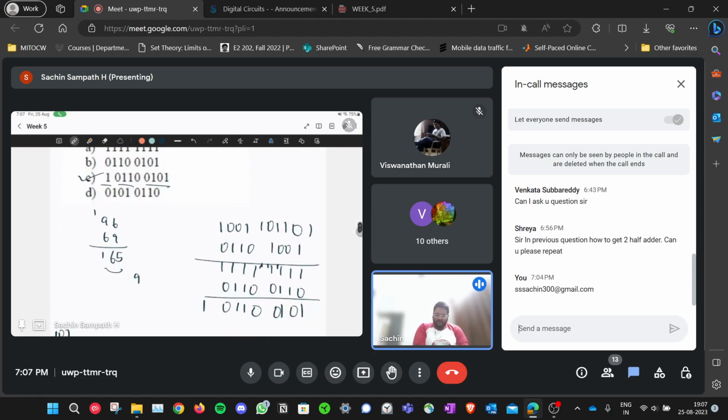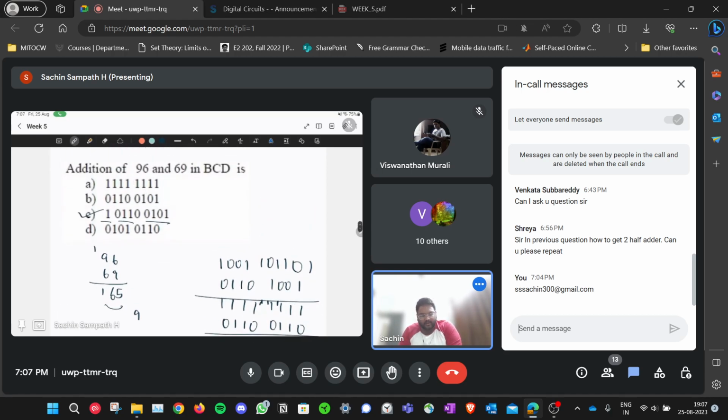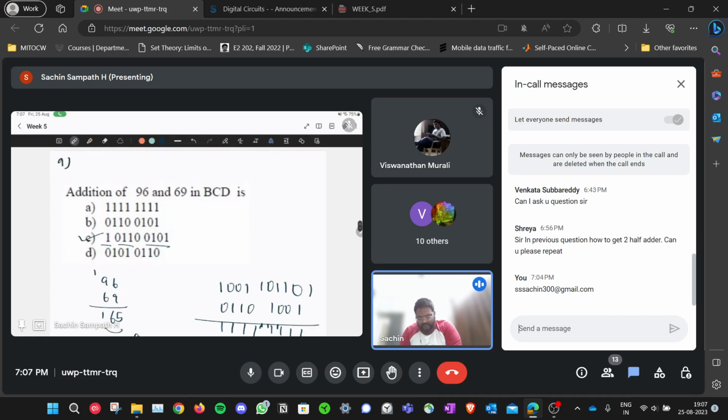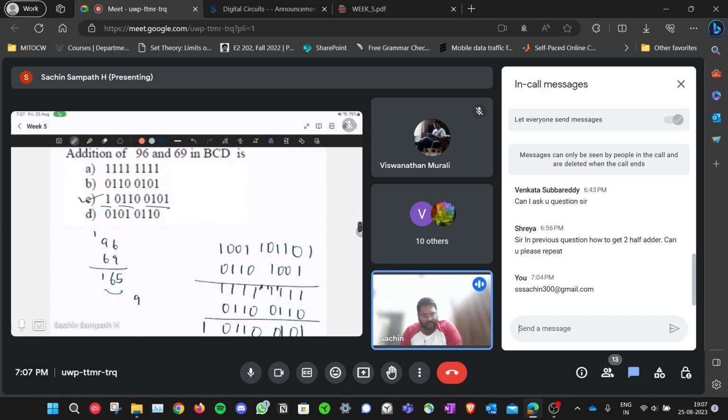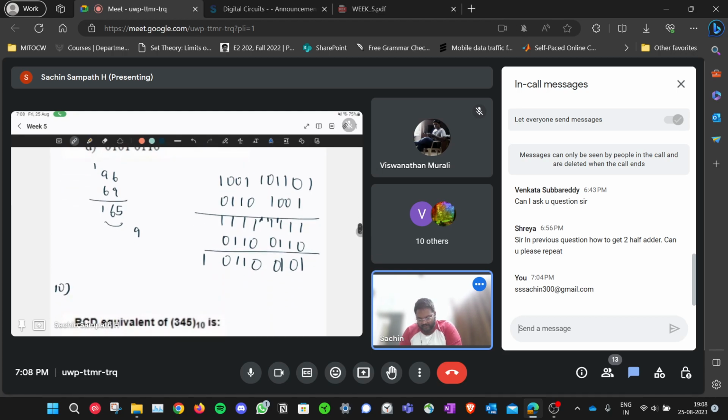So if it's a subjective type question and you need to write down the answer properly, then you'll have to do it in BCD. But if it's an MCQ like this, then you don't really need to do it in BCD, right? You can simply do the decimal addition and write the BCD equivalent.